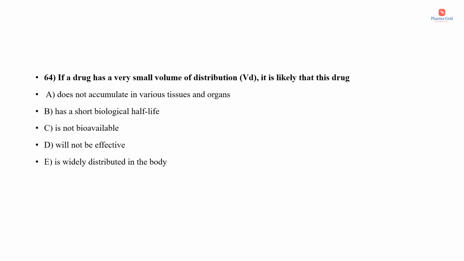Next question. If a drug has a very small volume of distribution, it is likely that this drug, the options are: does not accumulate in various tissues and organs, has a short biological half-life, is not bioavailable, will not be effective, is widely distributed in the body. Here the correct answer is option A. If a drug has a very small volume of distribution, it means that the drug is more concentrated in the plasma. That means it does not accumulate in various tissues and organs.